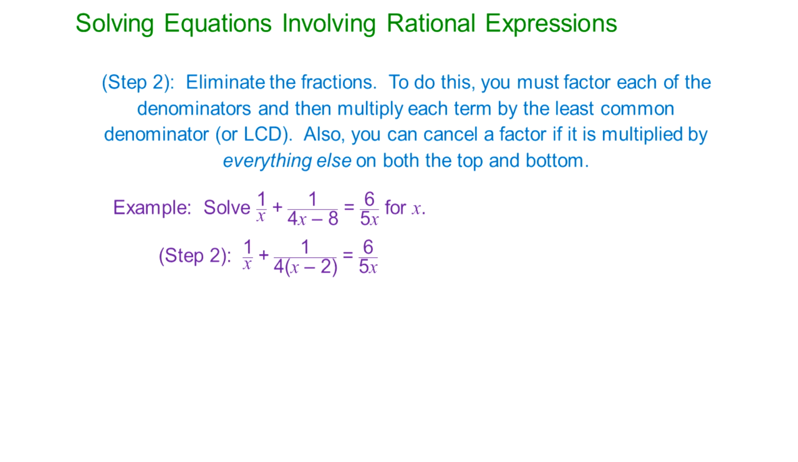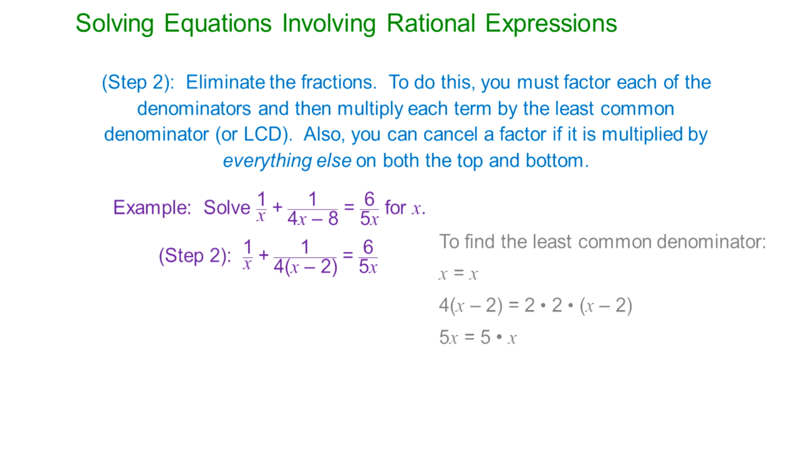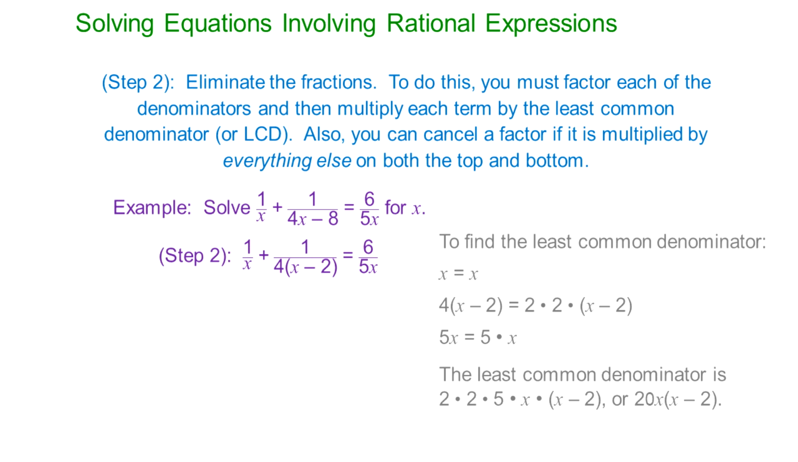Note that I can factor the denominator in the second fraction by factoring out the greatest common factor of 4. To find the least common denominator, I will note that I can break each of the denominators up into their individual factors as you see here. If you think back to the set of examples that I started this lesson with, you should be able to see that I can say that the least common denominator is 20x multiplied by x minus 2.